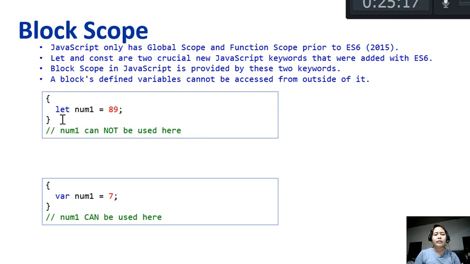Now, however, this is using let. If you're going to use var in declaring num1, it is available and can be used anywhere. So it has a global scope. In this case, you're assigning 7 to num1. You might assume that just like let, you can no longer access it outside of your curly braces. But in this case, because you're using var in declaring num1, num1 can still be used outside of that scope.